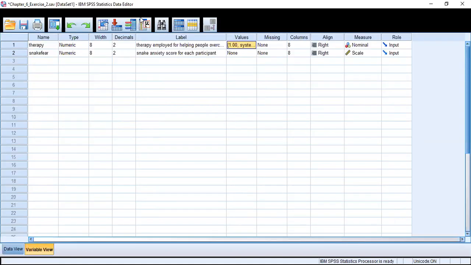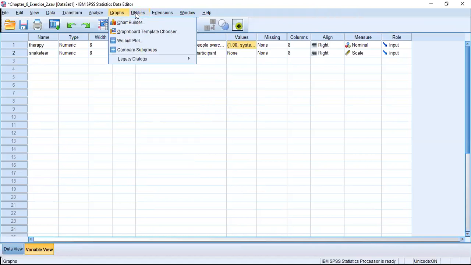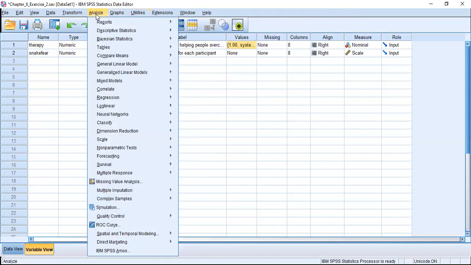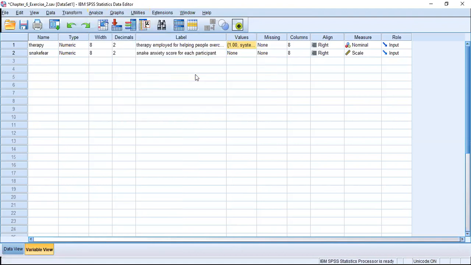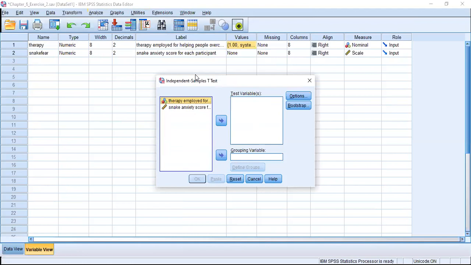So we are moving to analyze. Here I'll be going first to compare means. Then I'll go to independent sample t-test. Click on that, and then we have this table coming up.